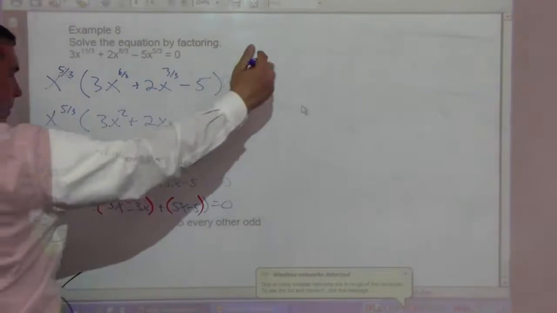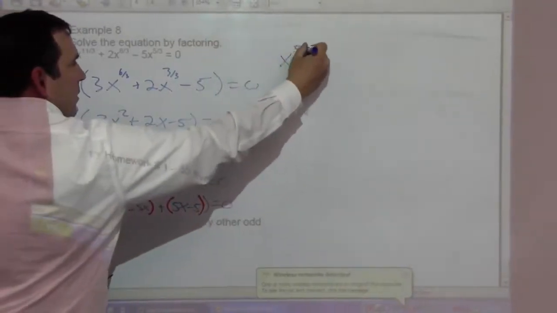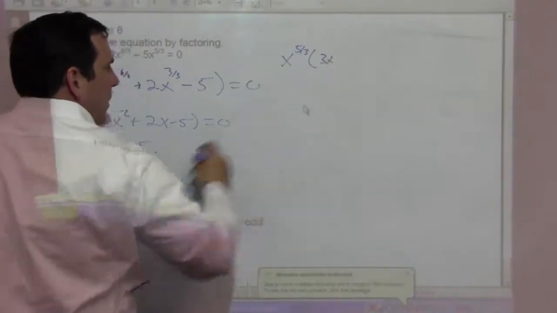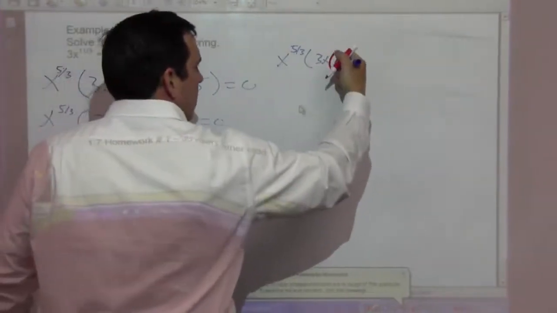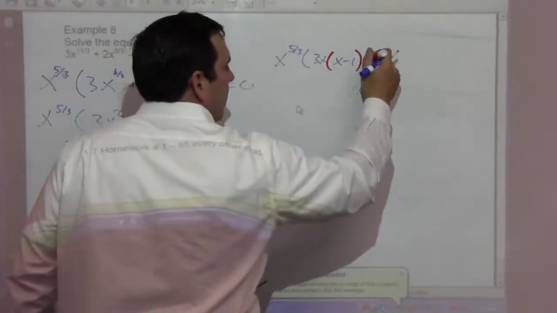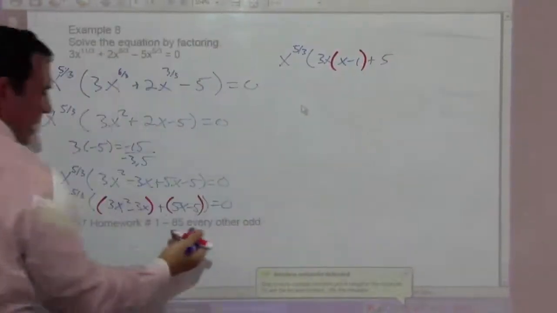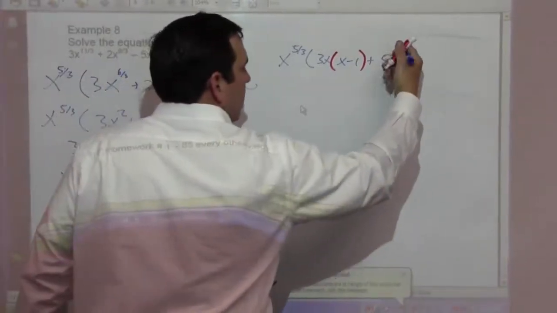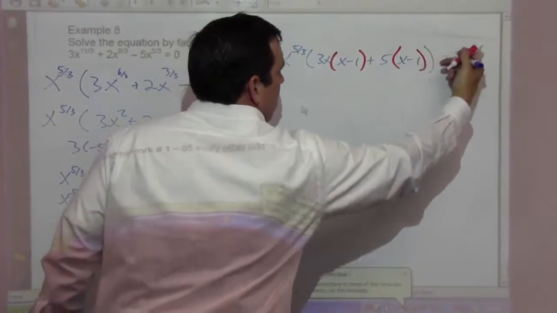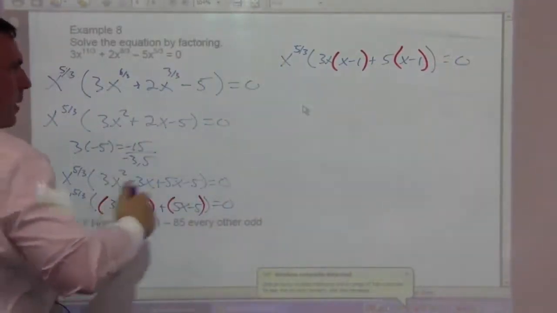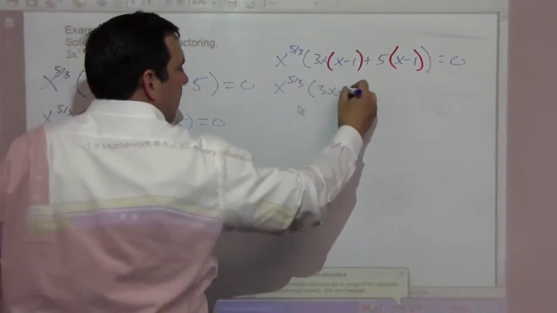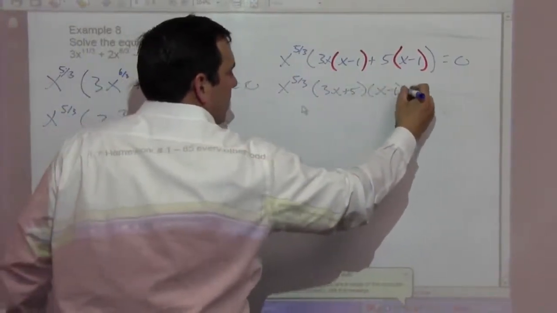I'm going to move up to here. It's x to the 5 thirds times, pull a 3x out of the first pair, plus, pull a 5 out of the second pair, and we have x to the 5 thirds times 3x plus 5 times x minus 1.